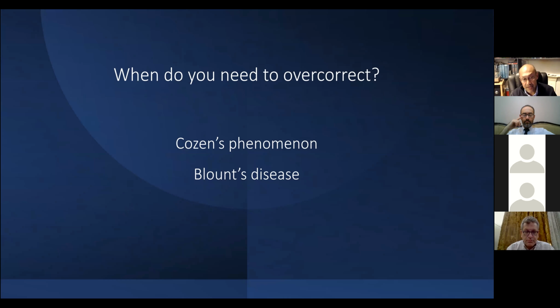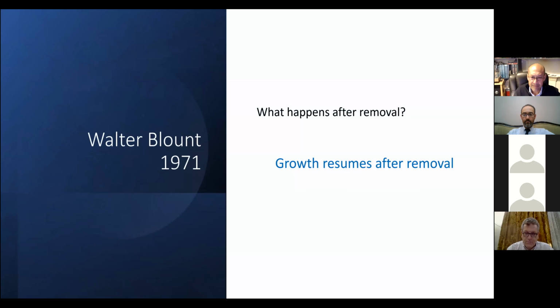Two conditions that you really need to over-treat or over-correct because they have rebound. That is Blount's and Cozen's phenomena. So for Blount's disease, you want the mechanical axis to go towards the lateral side of the compartment. And in Cozen's phenomenon, which is usually a genu valgum, you want the mechanical axis to be in the medial compartment slightly before removing the plate.